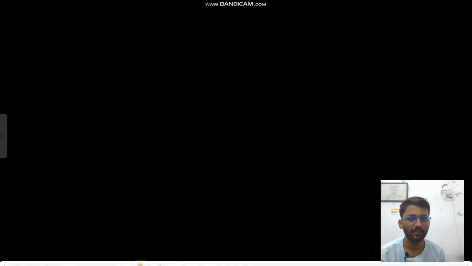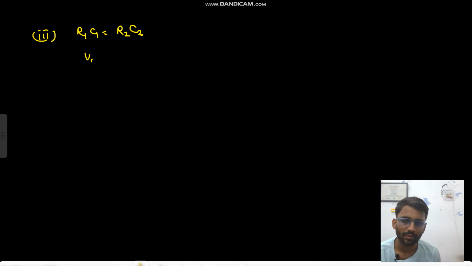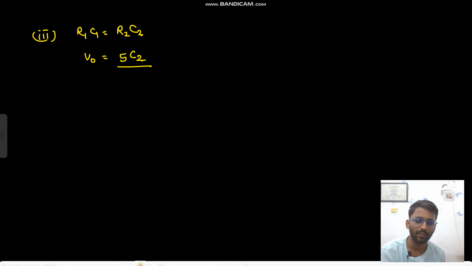And for the third one. Now in the third one, condition is R1 C1 equals to R2 C2. So your V naught will always be equals to, look, R1 C1 upon R2 C2. So first it was 5 C1 upon C1 plus C2, right? At t equals to 0 plus.